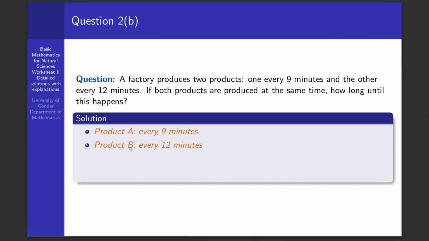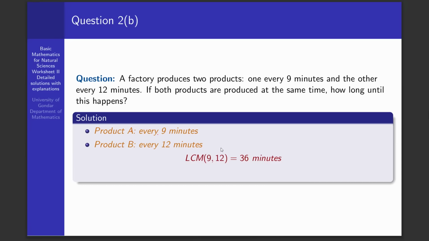Therefore, the time taken to have both products A and B at the same time is just their LCM, the least common multiple of the times taken to produce the individual products, that is 9 and 12. This is 36. So we need 36 minutes: after the factory starts producing the two products every 9 and 12 minutes, at 36 minutes both A and B will be produced at the same time.